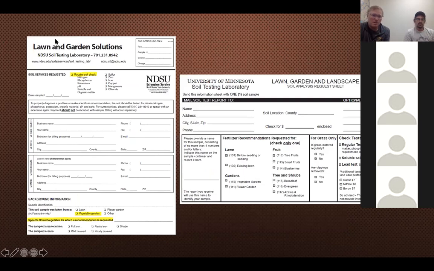Couple of different forms. This is there again on the left off of NDSU's website, on the right off of University of Minnesota's website. They ask you a few questions as far as what you're looking for. That routine soil check is going to get you your macronutrients, your pH, your soluble salts, which I think is probably an issue with the guy that was having tomato production issues.